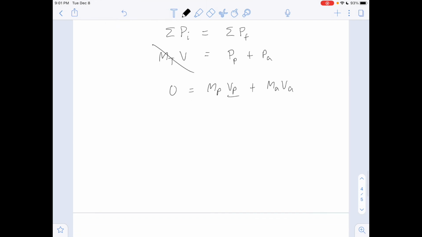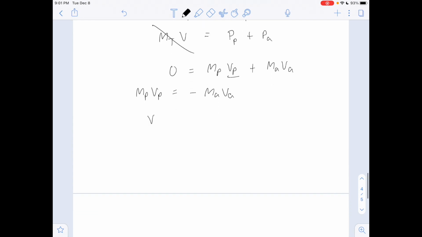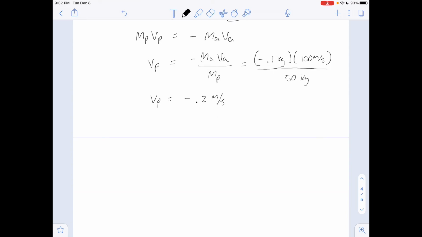Now we just need to solve for velocity of the person. We get mass of the person times velocity of person equals negative mass of arrow times velocity of arrow. Then finally, velocity of person is negative mass of arrow times velocity of arrow over mass of person. Now we can plug those values in, and we get a value of negative 0.2 meters per second.